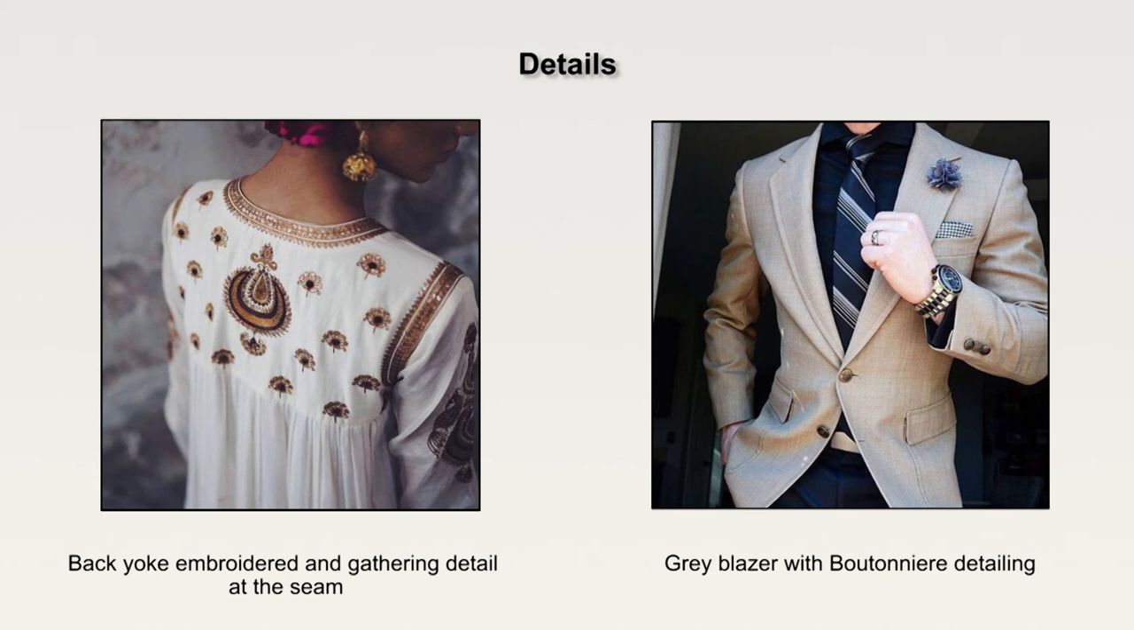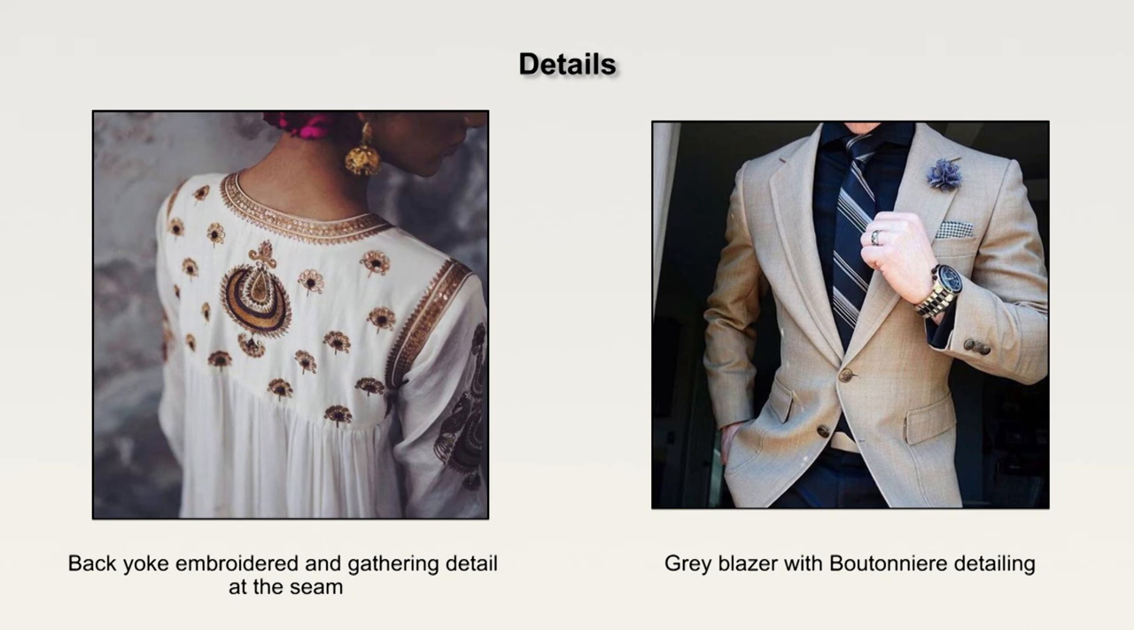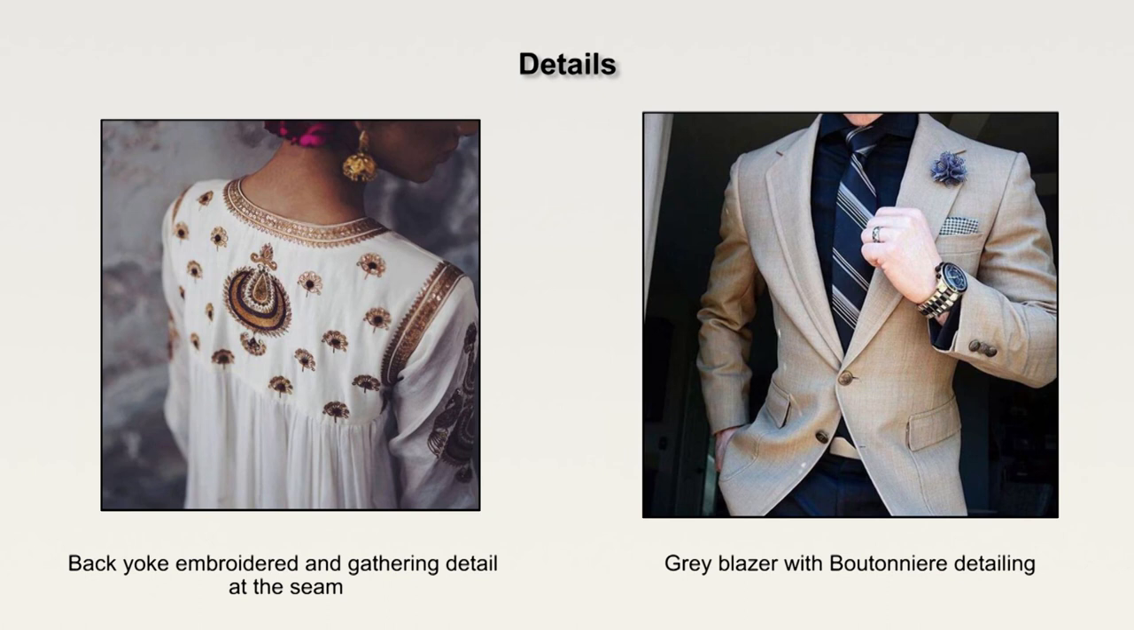In this outfit shown in the picture on the left, we can see a back yoke embroidered, and there is gathering detail at the seam. The embroidery has been done with copper thread. The picture on the right shows a grey blazer with a boutonniere detailing on the collar.